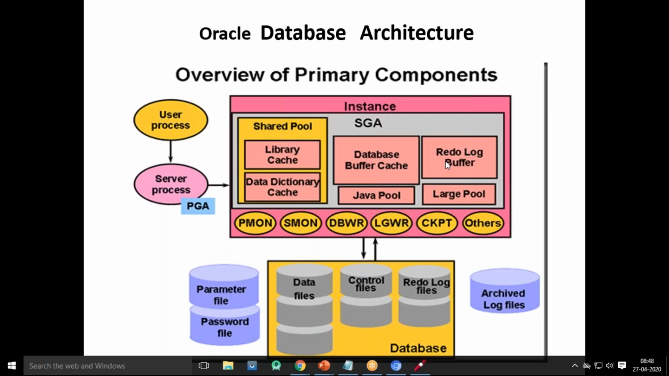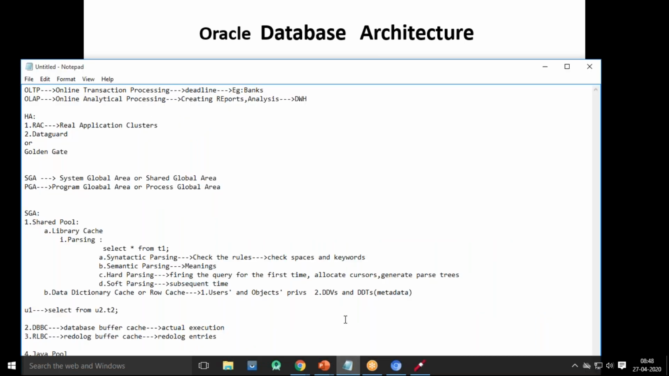Redo log buffer contains redo log entries, which are the details about the transaction, not the data. It won't contain the data, just the query details will be present here. So what is the purpose of this RLBC? It contains redo log entries. The purpose is, it is used for recovery purpose. Okay, so recovery purpose means what?